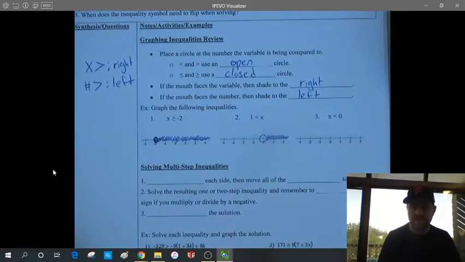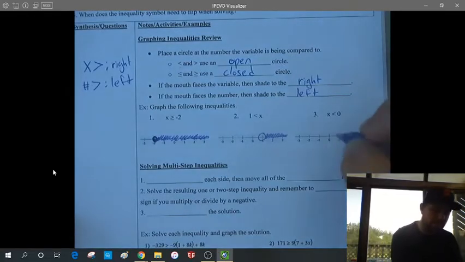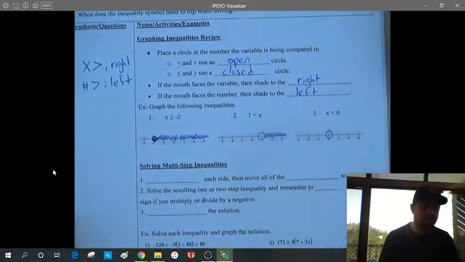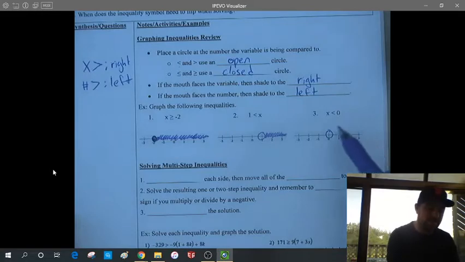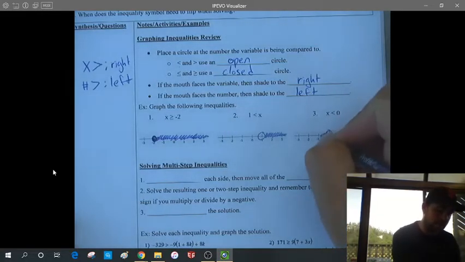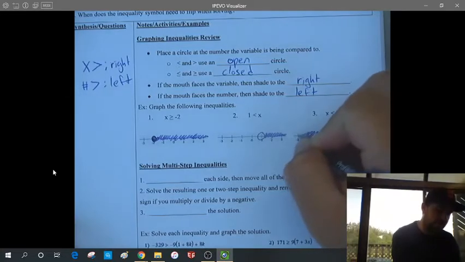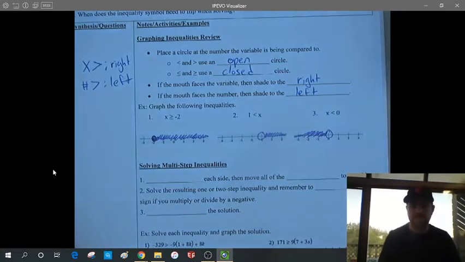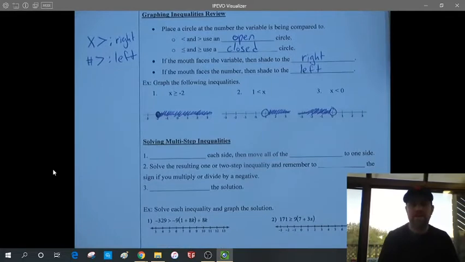Okay, and then we have x is less than 0 as our last one, so at 0, open circle, and numbers that are less than 0 are to the left, and that's also being shown because the mouth is facing towards the number here. So on this one we would shade left. Okay, so just a little recap there on the shading and how to make the circles for graphing the inequalities.